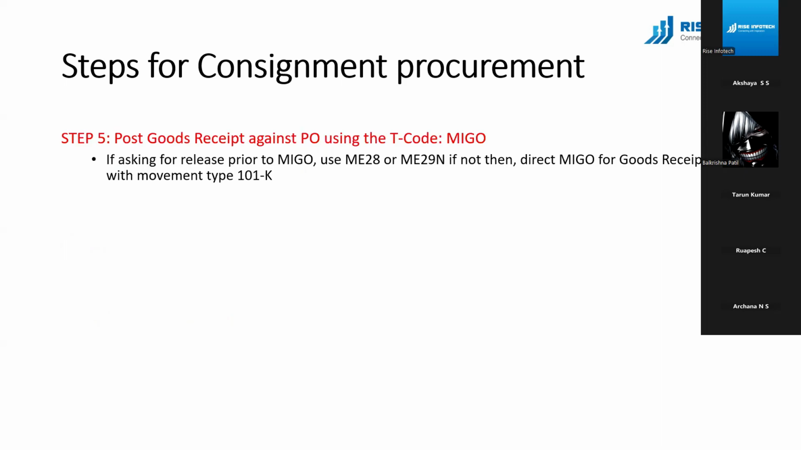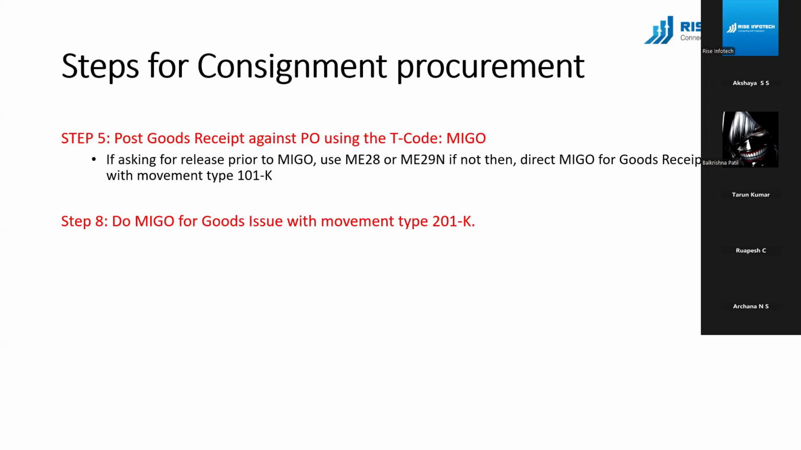Step 5 is, if in your process you have a release set up, we have to go ahead and release that. If it is asking for release, we can do it through ME28 if you have a bulk of orders to be released; if only one, you can go ahead with ME29N. If you do not have anything to release, then you can directly go ahead with MIGO for goods receipt with movement type 101K.